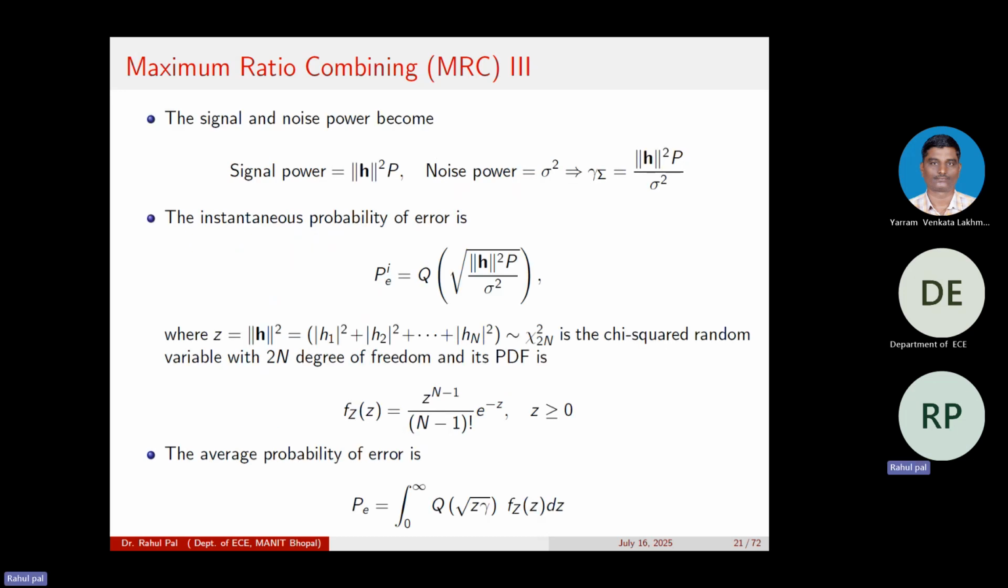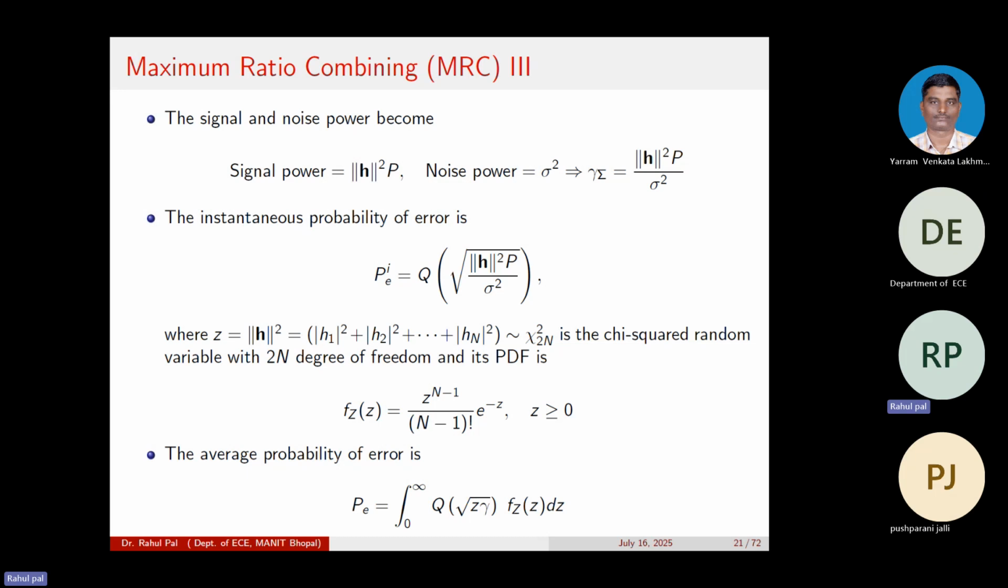Now we can see the signal power is mod of h square times norm of x square times P, and the noise power is sigma square. Now we know the signal to noise ratio, so Q of the square root of 2 gamma, that is Q of the square root of gamma SNR. So the signal to noise ratio gives Q of the square root of norm of x square times P by sigma square.